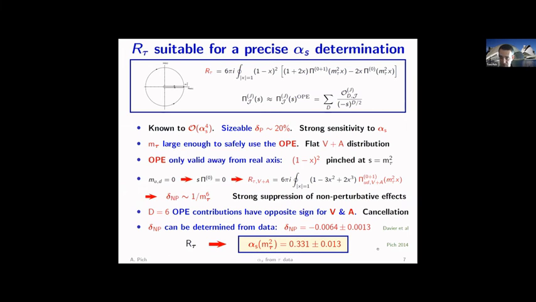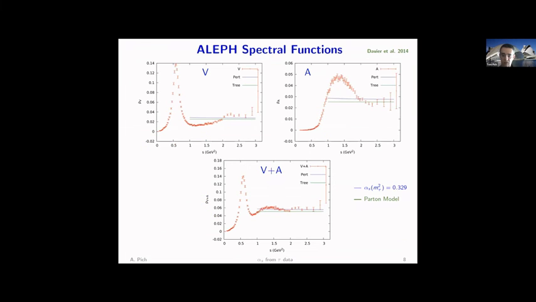Of course, we want to do better than that, so we want to analyze this error a little. So let me show the second important ingredient. I said the first important ingredient is the calculation by the Karlsruhe group of the order alpha S to the 4 correction. The second one is this collection of refined spectral functions that were updated by the Orsay group with Aleph data in 2014.